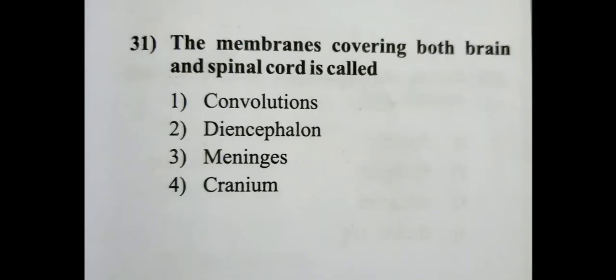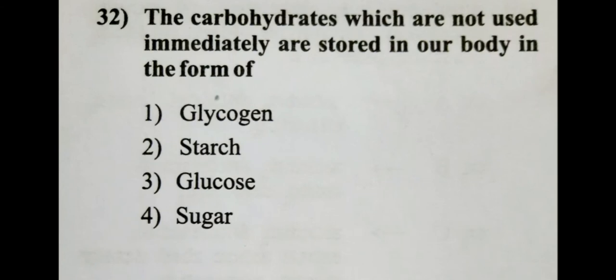The membranes covering both brain and spinal cord are called, very simple, meninges. Third option is the right answer. The carbohydrates which are not used immediately are stored in our body in the form of glycogen. First option is the right answer.